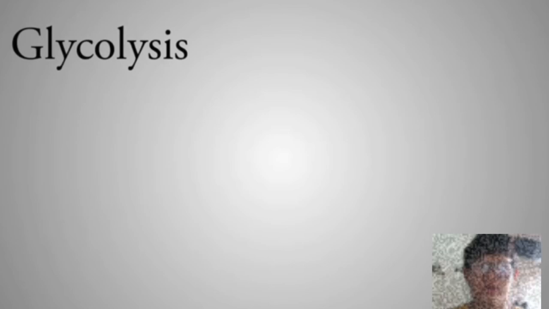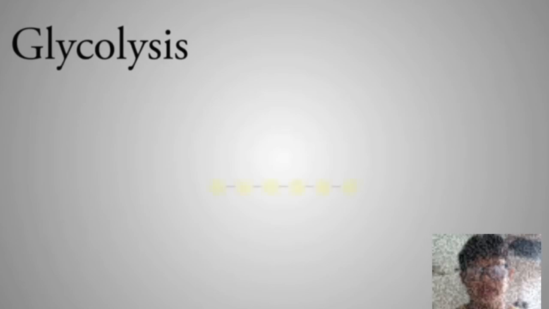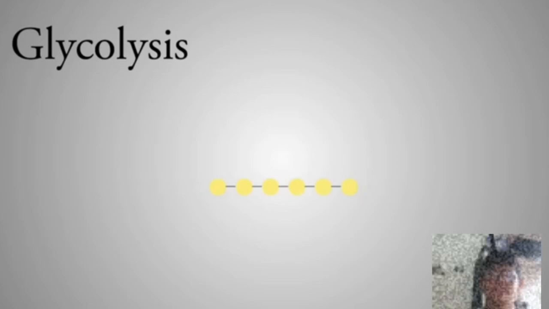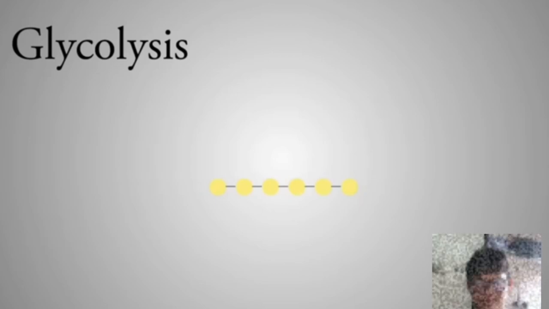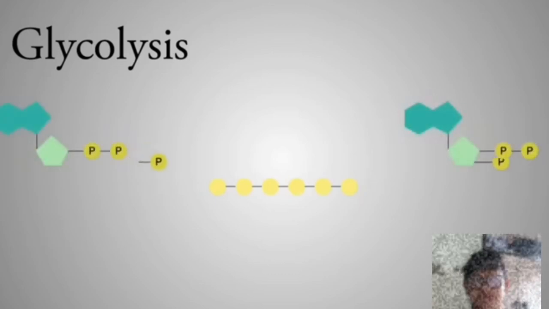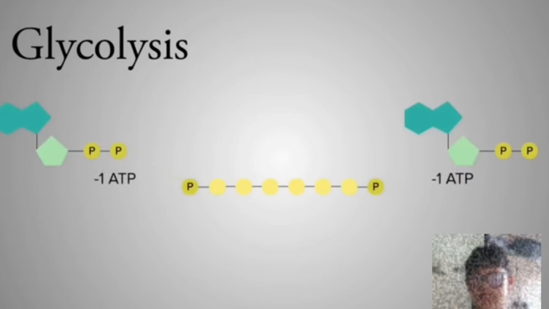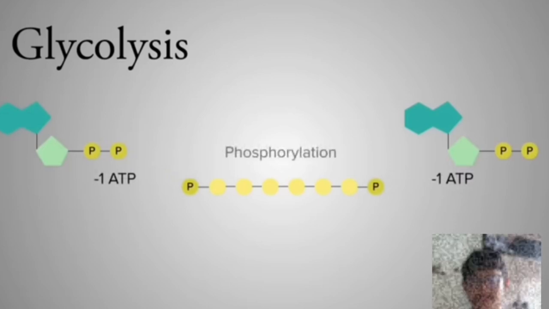I'm Sean. Today I will talk about glycolysis, or the first step of cellular respiration, which starts with a single glucose molecule. Glycolysis takes place in the cytoplasm of the cell, where ATP donates 2 phosphates to a glucose in a process called phosphorylation.